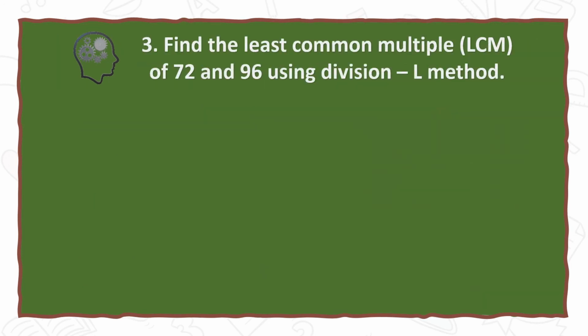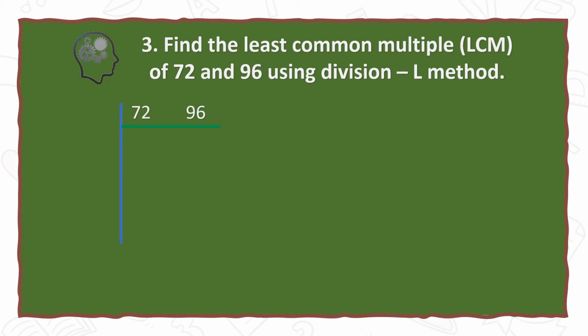Let's go to example number 3. Let's find the least common multiple of 72 and 96 using division or the L method. Oh, it's easier. We only have two numbers at this time, 72 and 96. Write them down.